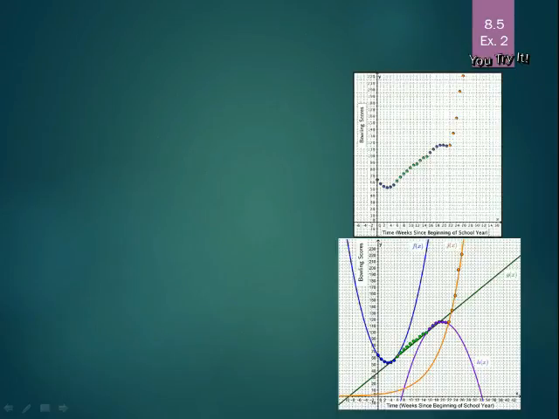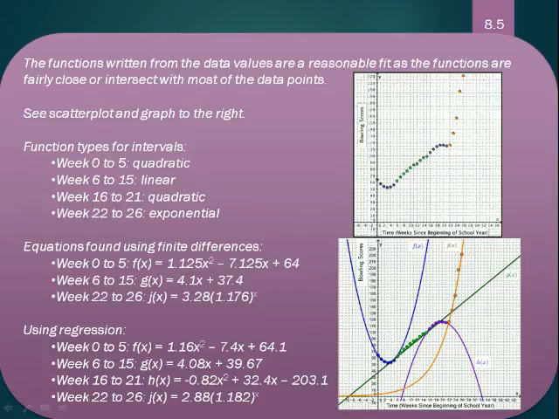Let's go ahead and summarize. The functions written from the data values are a reasonable fit as the functions are fairly close or intersect with most of the data points. See scatter plot and graph to the right. Function types for intervals: week 0 to 5, quadratic; week 6 to 15, linear; week 16 to 21, quadratic; week 22 to 26, exponential.